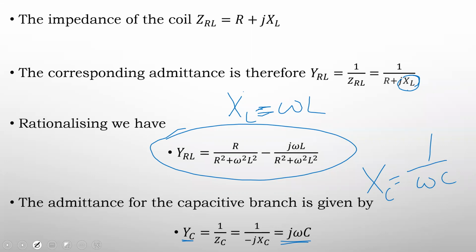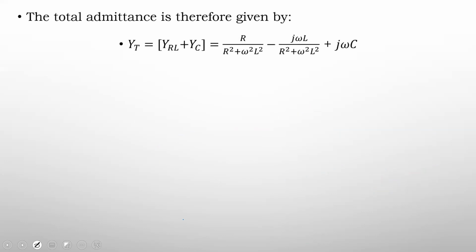So I can now find the total admittance of the circuit because I have the admittance for the RL branch. I have the admittance for the YC branch, or for the C branch, right? So let's do that. So if we add the admittances, all right, I now get this expression.